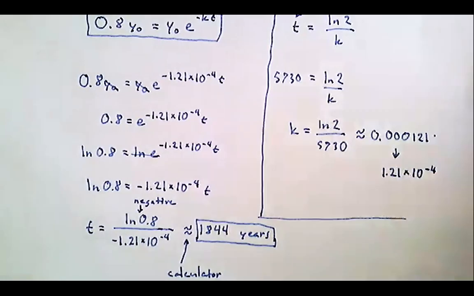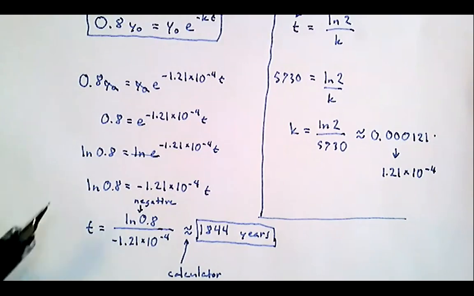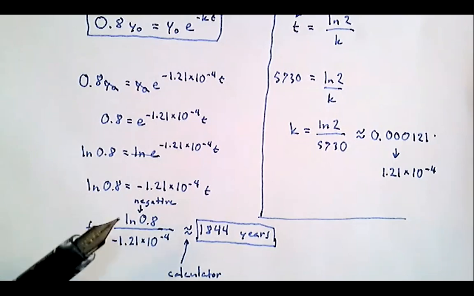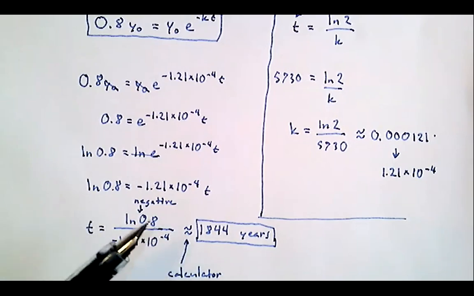So our sample where 20% of the carbon-14 had decayed is this many years old. It's 1,844 years old. And that's the way that carbon dating works. So an archaeologist figures out how much of the carbon-14 is left, and then does this calculation to figure out the age of the artifact.